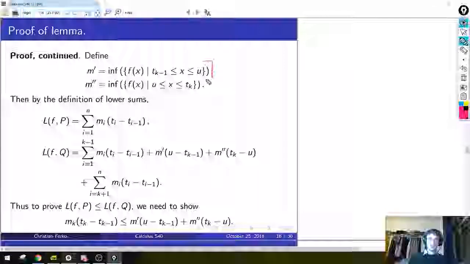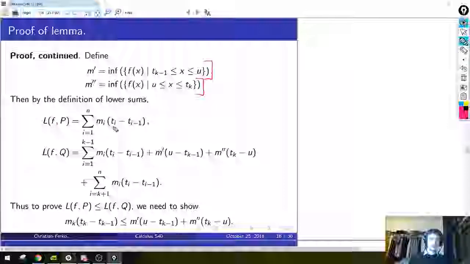We're going to split that piece where we injected U into two pieces: take the infimum on the first half, the K minus 1 up to U, and take the infimum on the second half, which is U up to T sub K. Now I'm just going to write the definitions of the lower sums in both P and Q.